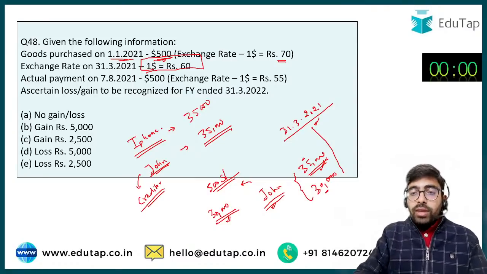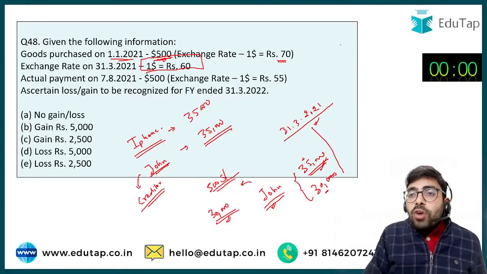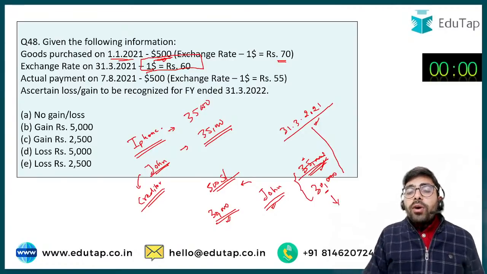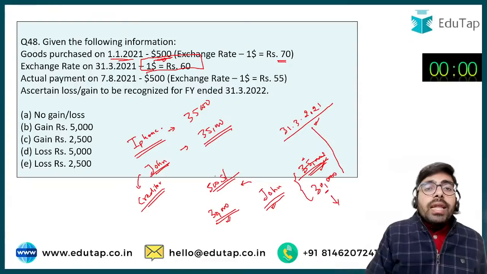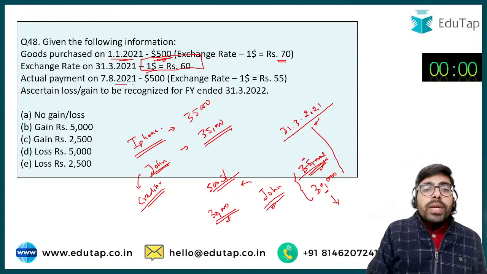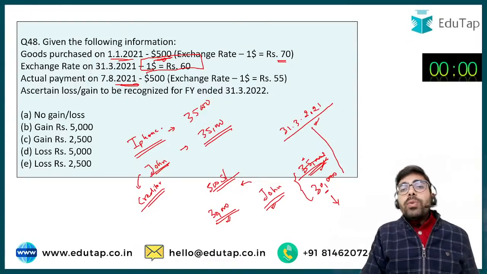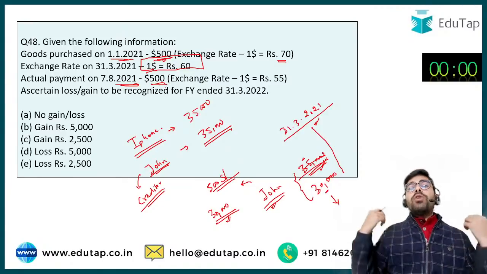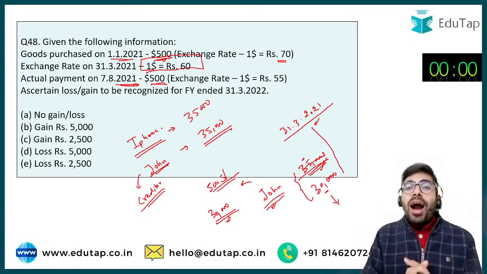So next year, what is going to happen? Let's try to solve it. So I recorded John at 30,000 in my balance sheet. Okay, now what is happening in the next year? In the next year, I have actually made the payment on 7/8/2021. On 7/8/2021, I have actually made the payment of $500. And see how good my luck is. See how lucky I am.